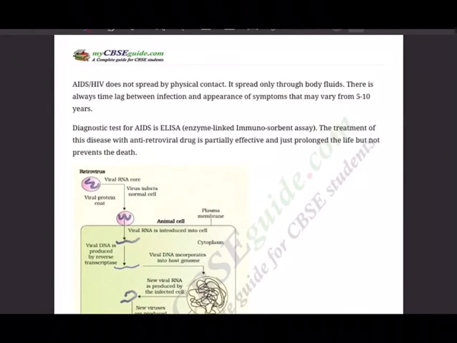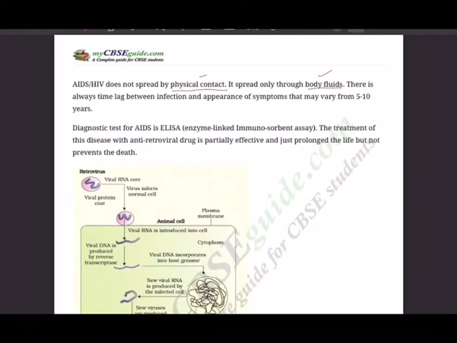So AIDS, HIV does not spread by physical contact. There are fears, of course. If somebody is having AIDS, we should not touch him. Maybe when we touch, AIDS may come to us, like that. So it is not physical contact. The main modes of spread, just now we said, are sexual contact, blood transfusion, and of course sharing of needles, etc. It spreads only through body fluids, that is blood, saliva and semen.